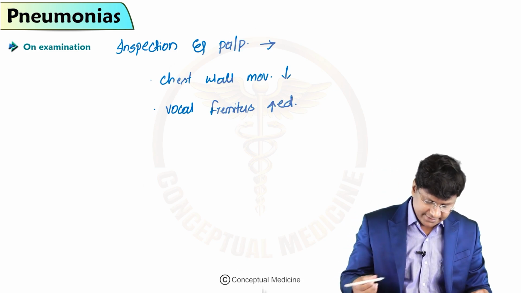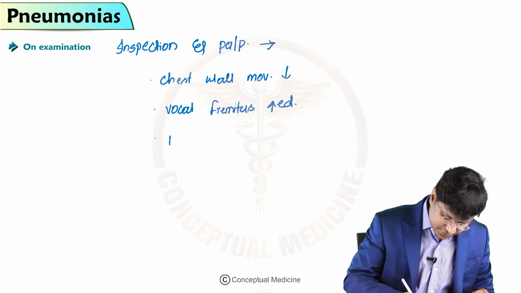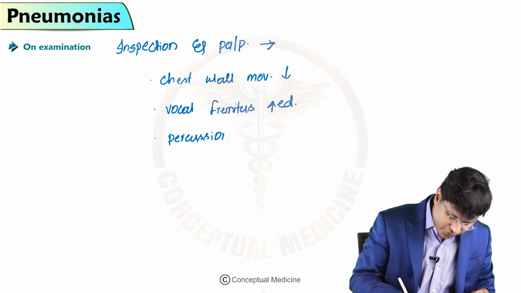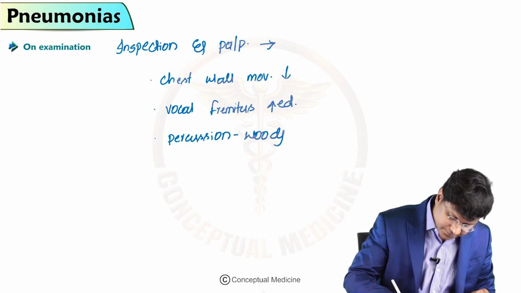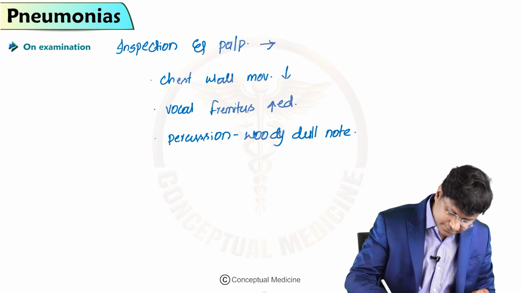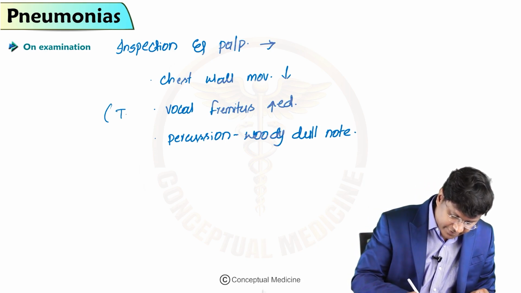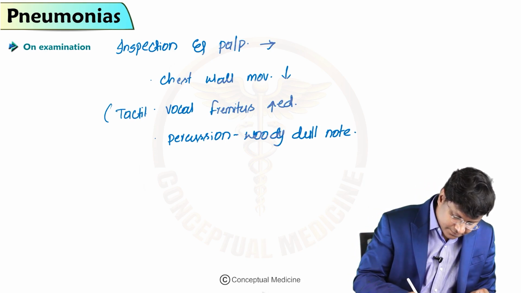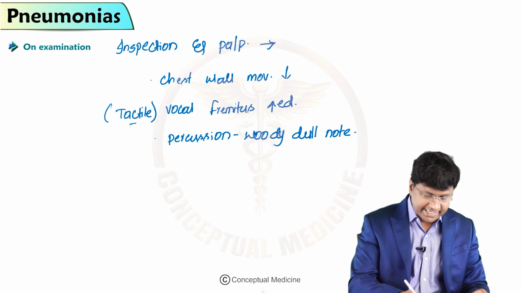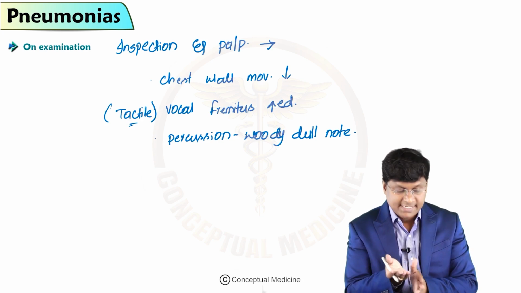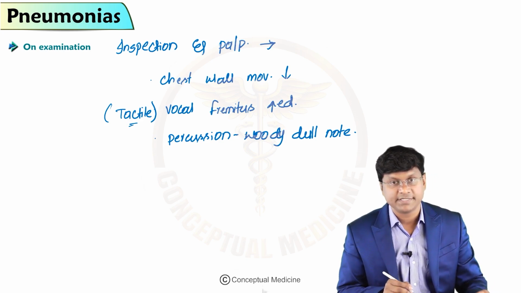Then on percussion, you will have the presence of a woody dull note. Okay, so this we call tactile vocal fremitus. Why am I using the word tactile? Because you are touching the surface of the chest with the ulnar aspect of the hand. That will be your tactile vocal fremitus.